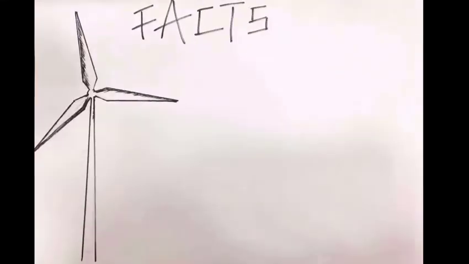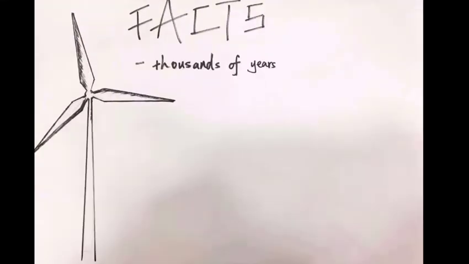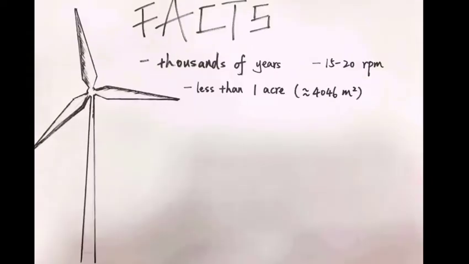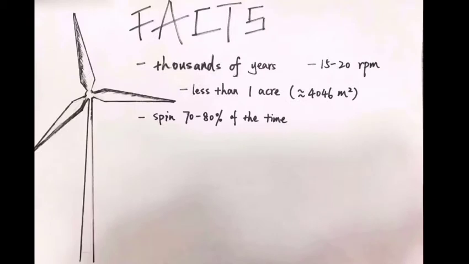Firstly, we start from some simple facts. It has a long history of 1,000 years. It turns at 50 to 20 revolutions per minute. It's quite large. One takes less than 1 acre, which is 4,044 square meters. It's been 70% to 80% of this time.